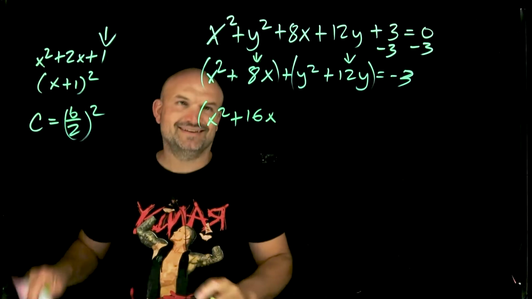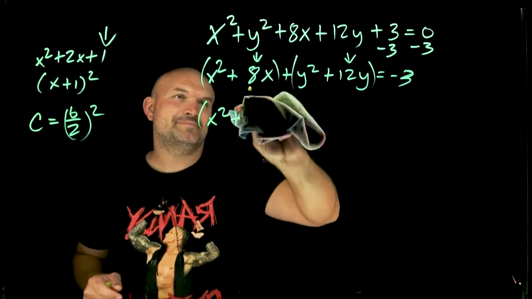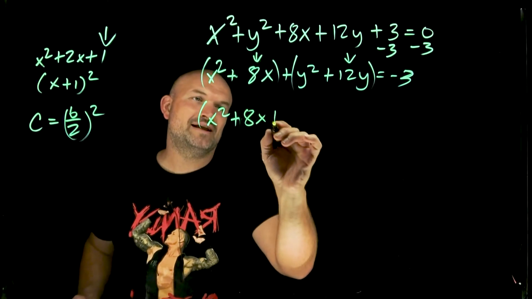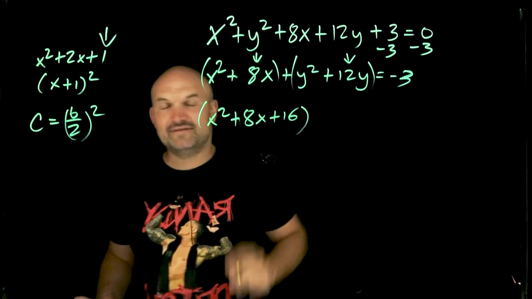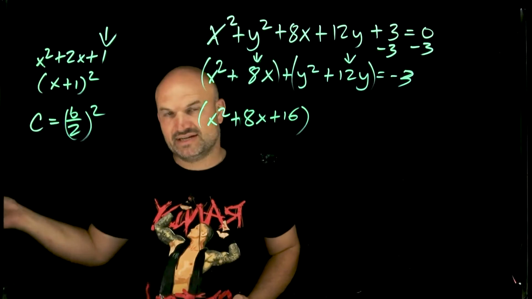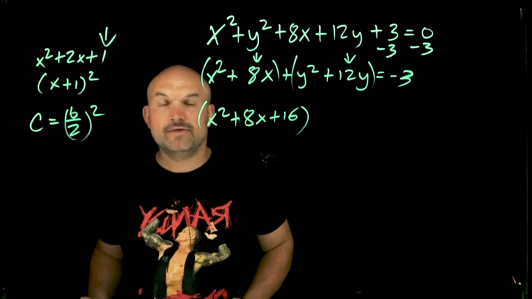What am I doing? Still have the 8x, and then I'm going to add a 16. Then over here, I have a 12. 12 divided by 2 is 6. 6 squared is going to be a 36.